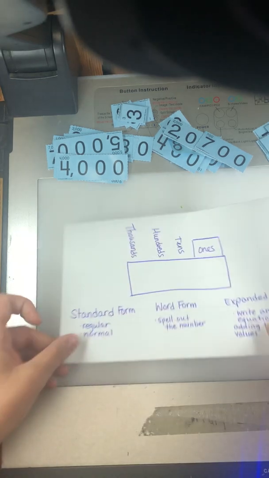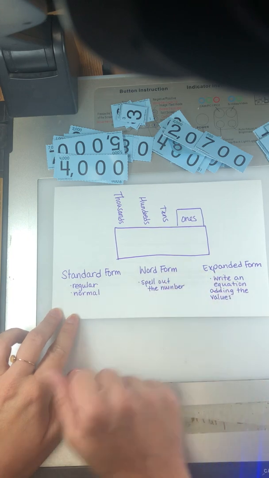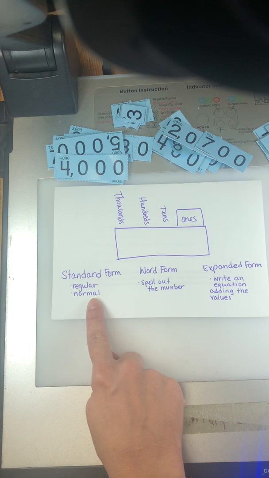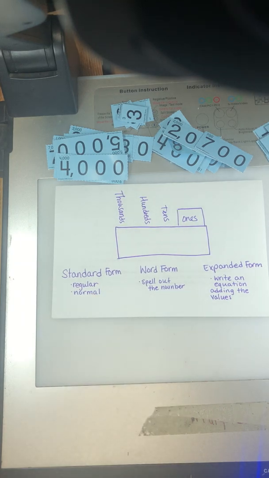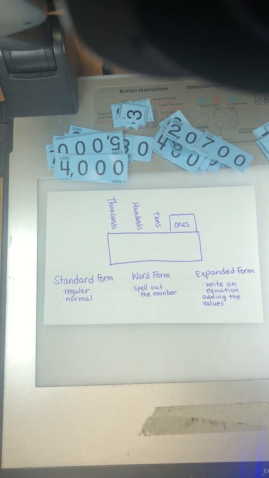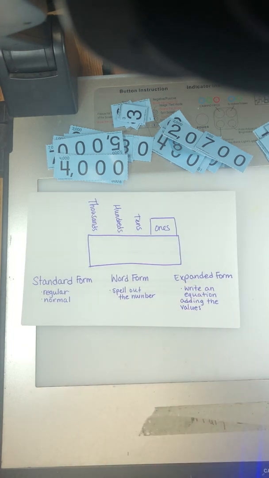All right, today's goal is to be able to write numbers in 3 ways: standard form, word form, and expanded form. Standard form just means regular, normal. So you're just going to write the number the way that we usually see it in math books. Word form is exactly like it sounds. You're going to spell out the number instead of using digits. And expanded form means that you take the values of the digits that are in the number and you're going to write them into an equation. And I'm going to show you how the blue cards that you cut out can be very helpful for that.